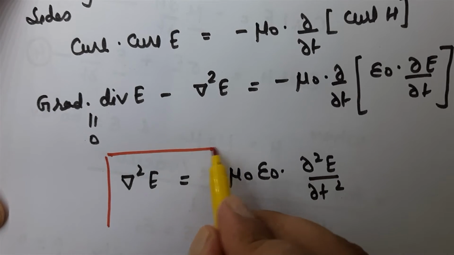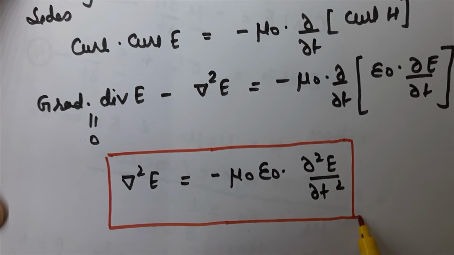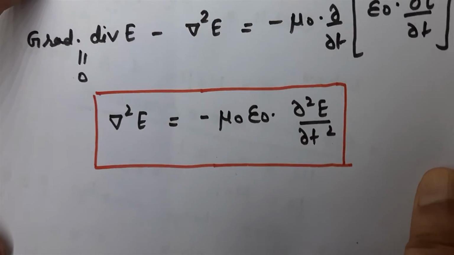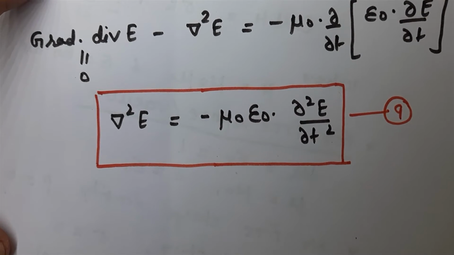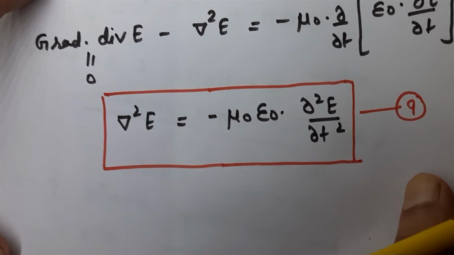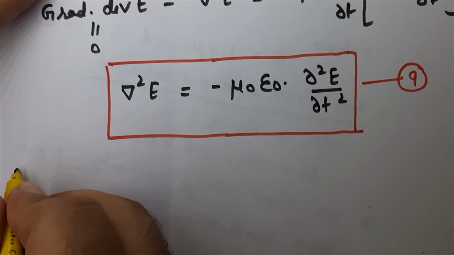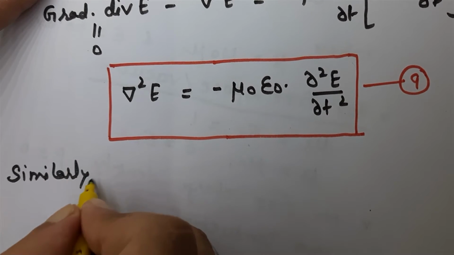So let me name this equation as equation number 9. We have already written the numbers till equation 8, so this is equation number 9. Similarly, proceeding in the same fashion, if we had taken the curl on equation 8, we would have got a similar equation. So I will not do that procedure again.